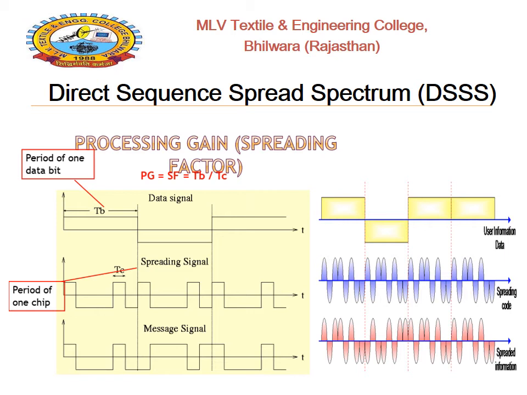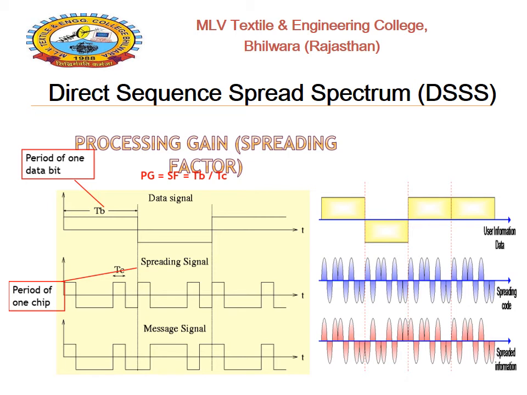As we see in this diagram, T_B is the bit duration of one data bit. The data bit here is 1 because it is above the ground level. The next data bit is 0 because it is below the ground level. The next one is 1. So the data bits are 1 0 1.